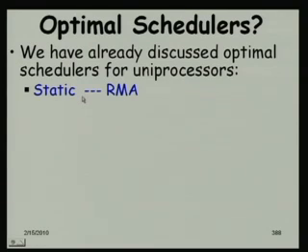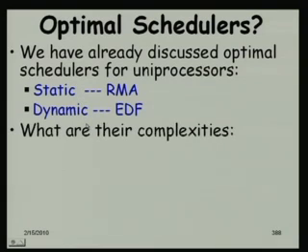We had seen that for uniprocessors, as far as static priority schedulers, we discussed RMA, the optimal scheduler. For dynamic priority, EDF was the optimal scheduler. And then we studied their complexities. What is the complexity of RMA, by the way? I am saying runtime complexity, the time complexity of RMA.